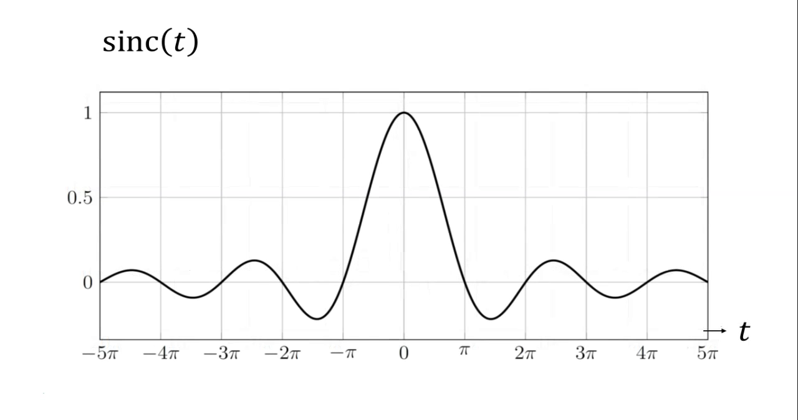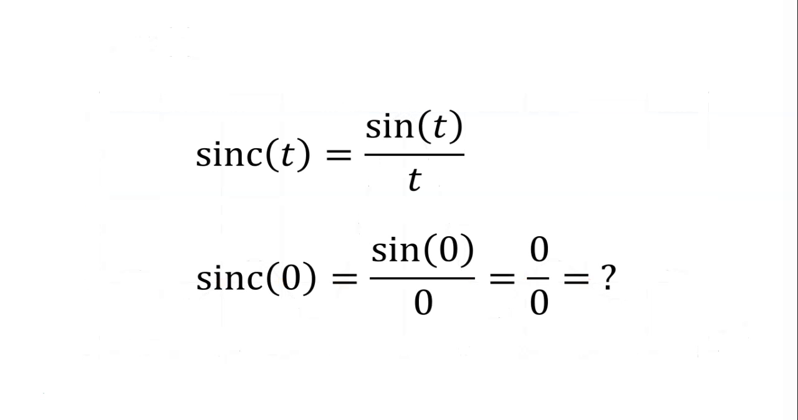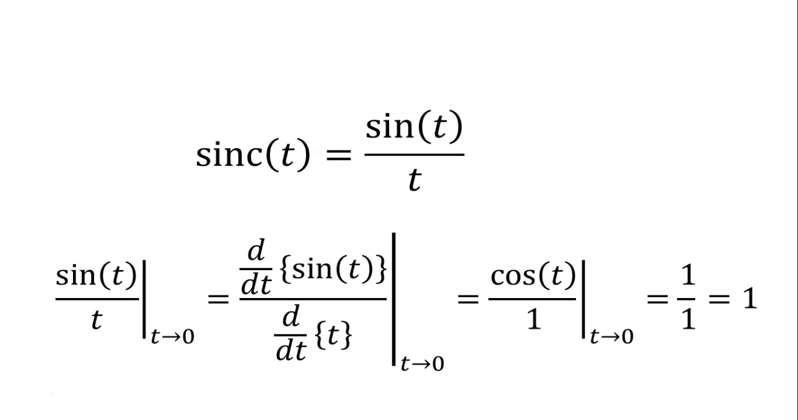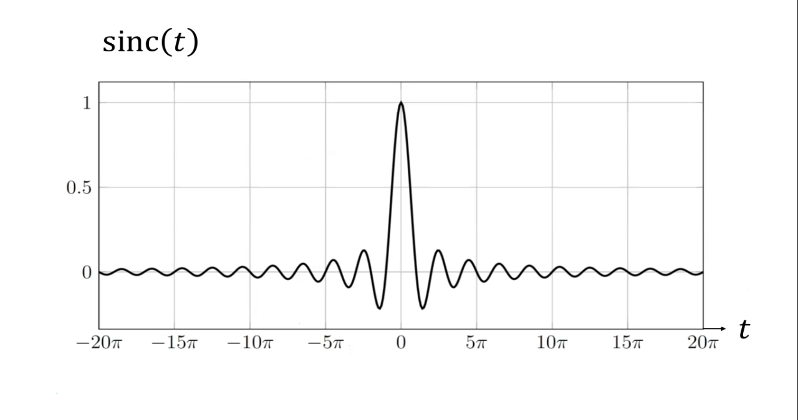When we zoom in, it is clear that sinc of t has 0 crossings at integer multiples of pi, except at t equals 0. The formula given for sinc of t yields an indefinite value at t equals 0. However, by L'Hopital's rule, we may evaluate the limit of sinc of t as t goes to 0 to be equal to 1. Thus, the sinc function is continuous over all time, has a peak value of 1 at t equals 0, and decays according to 1 divided by the absolute value of t on either side of 0. It may be shown that the area under the curve is pi.